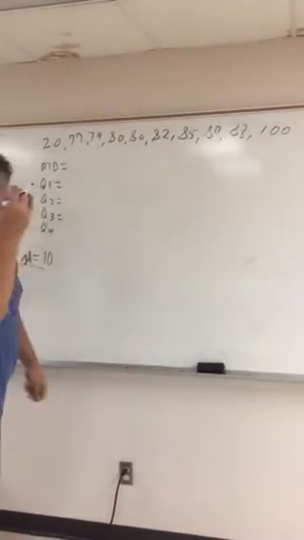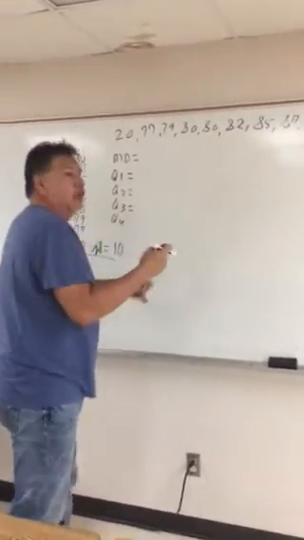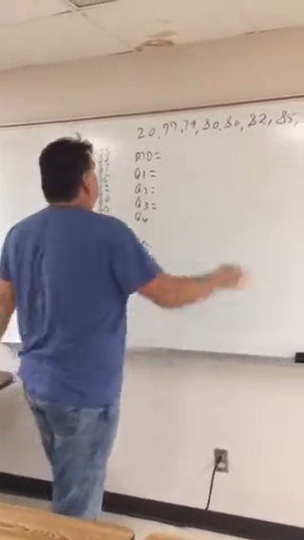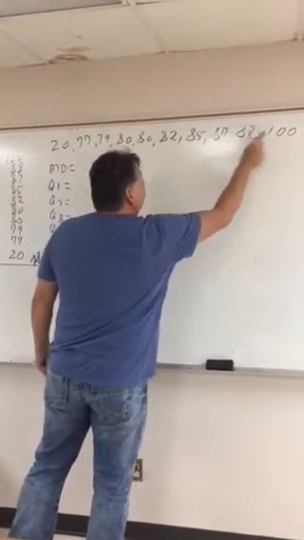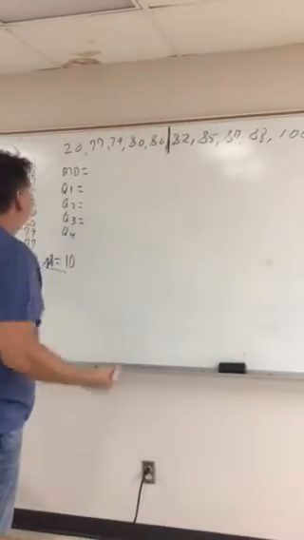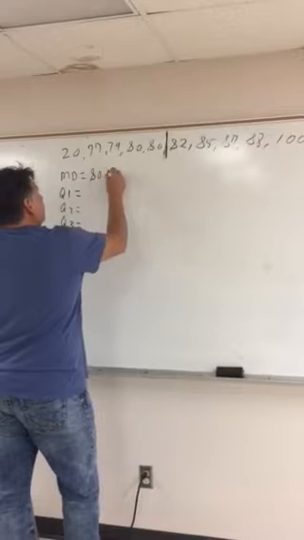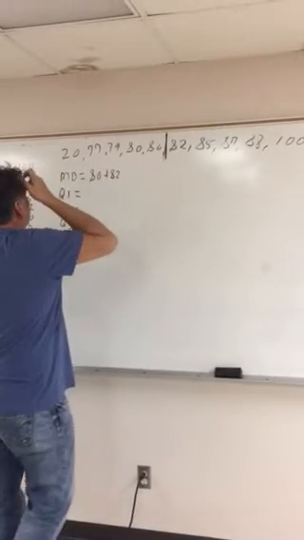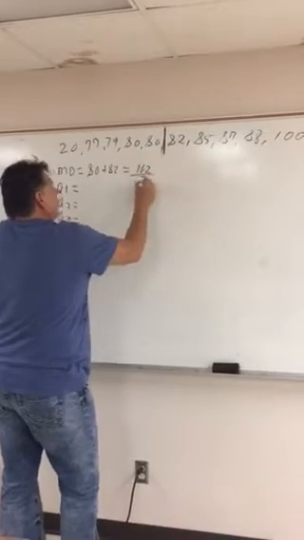I don't have an actual data point that is the median. I'm going to have to calculate a median. So I've got 1, 2, 3, 4, 5, and 1, 2, 3, 4, 5. So my median is going to be right in the middle here. And how I find my median is I'm going to take 80 plus 82, and that's going to be 162. And I'm going to divide that by 2.